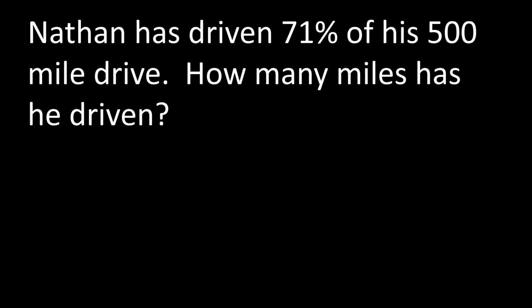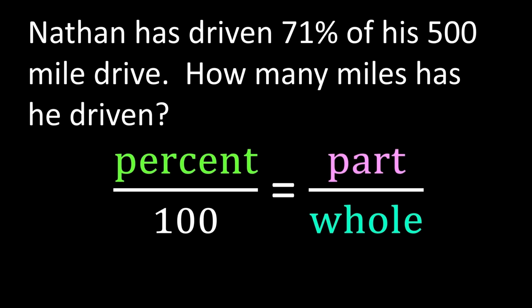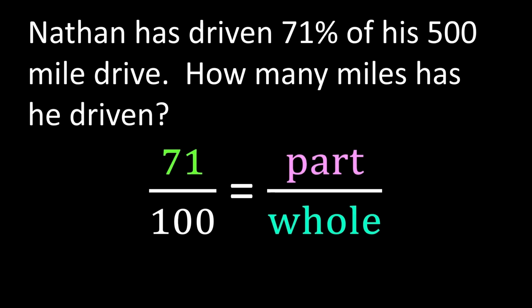Nathan has driven 71% of his 500-mile drive. How many miles has he driven? We can use a proportion to solve for the missing part. Here we know that he drove 71% of his drive, so 71 is going to go over 100 because our percent always goes over 100.